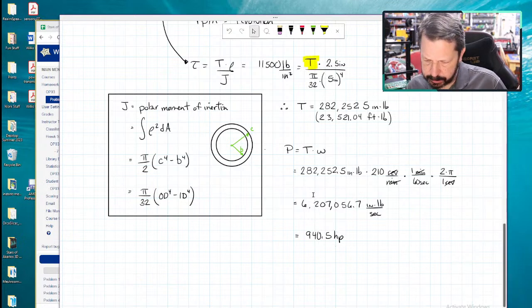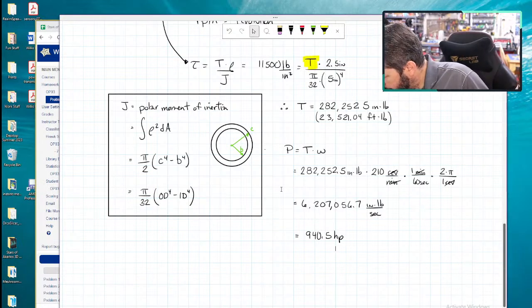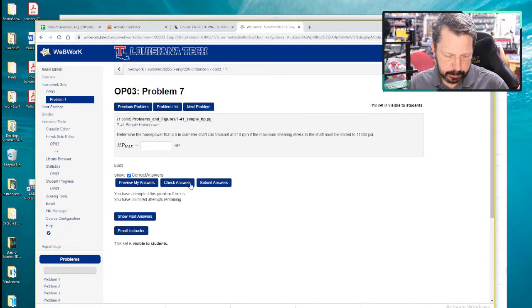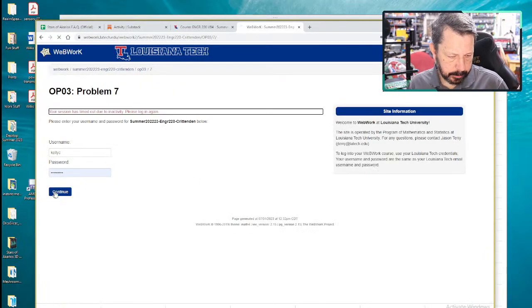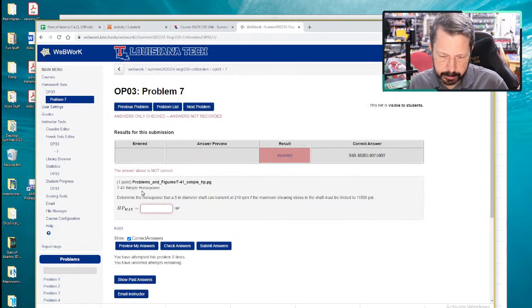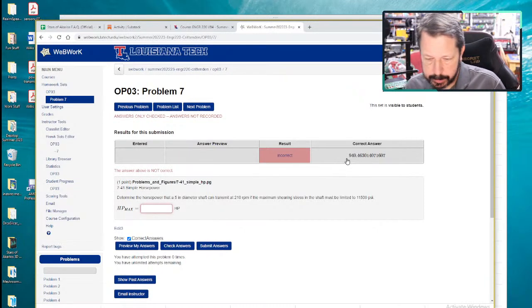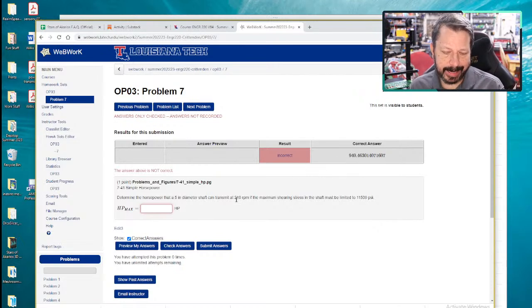900, that seems actually kind of small. Did I do that right? Let's check WebWork, see what it says. No, it's right. All right, so 940.46. I have 940.463. So we actually have a very similar answer. That seems a little small, but I guess we're going kind of fast. 940 horsepower is not a crazy amount.